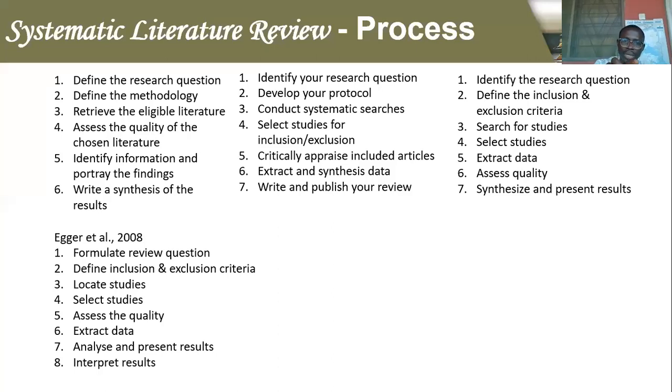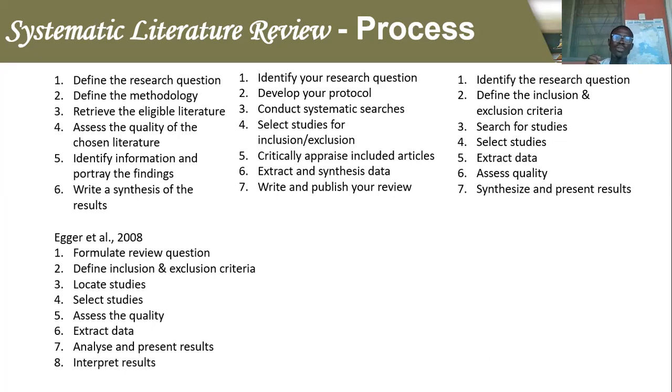So you see that some of the processes cut across all the processes that we have. We will take them one after the other, then we will explain. For instance, looking at the first one, we have define research question. That is the key. When you're talking about systematic literature review, we will look at the research question. It's key, so you can see that it runs through all the processes. Then the second one, define the methodology. There, the person has summarized about 2 or 3 steps and made it methodology.